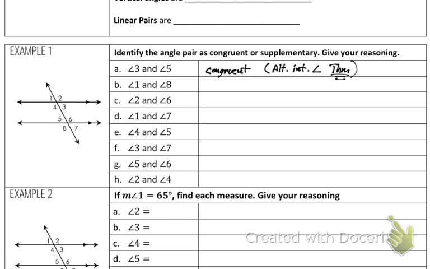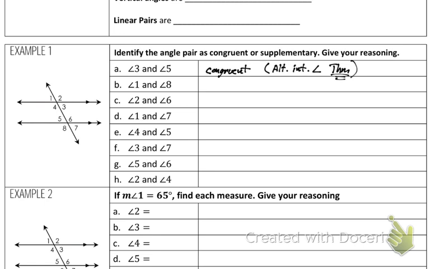Just saying something is an alternate interior angle doesn't mean anything. It just means, like, I know they're on opposite sides. And as soon as you put theorem, it says, oh, they're parallel lines, so they are congruent. So when I justify something, we use a theorem or a postulate. Our postulate will be our corresponding angle postulate.